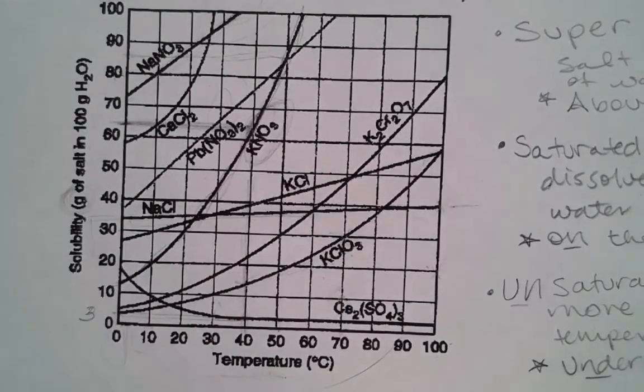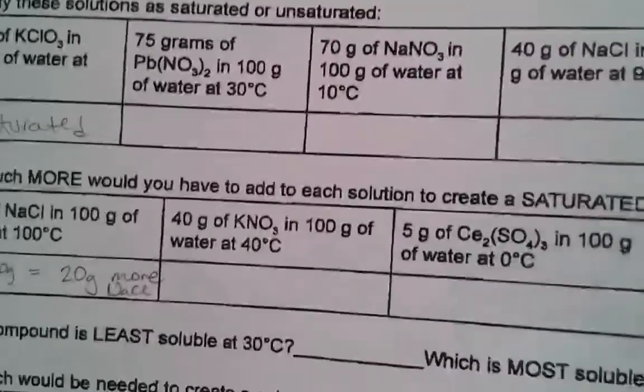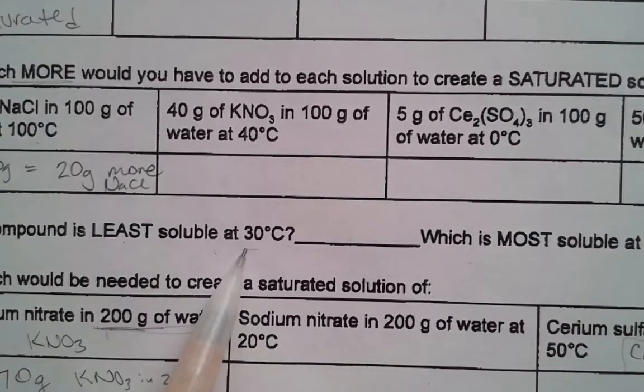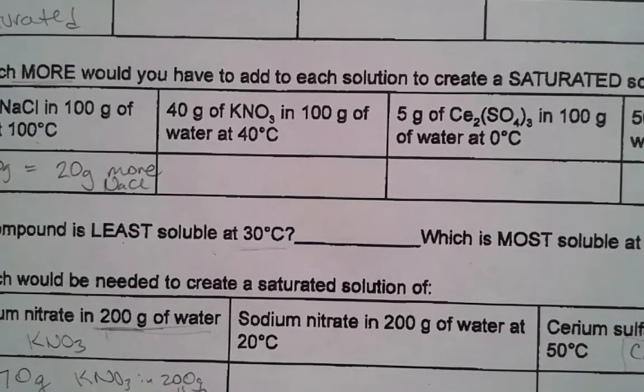Yeah. There's no one line that goes near 30. The closest one to 30 is, there's 2 of them that are close. The closest one is the NaCl or whatever that is. Oh, sure, yeah. Which compound is least soluble at 30? What's the unit on that 30? Oh, that makes sense. Is that a temperature or an amount?